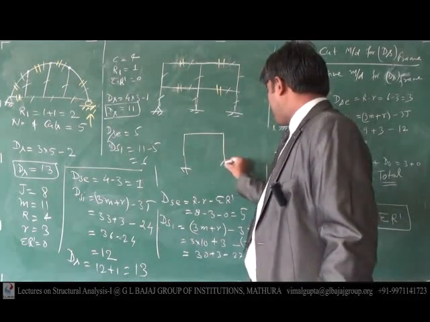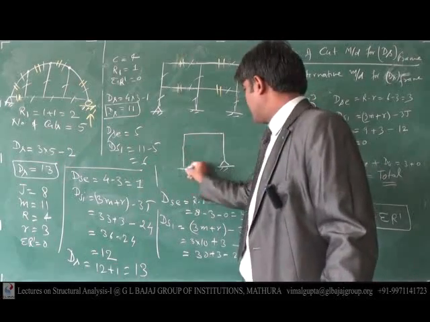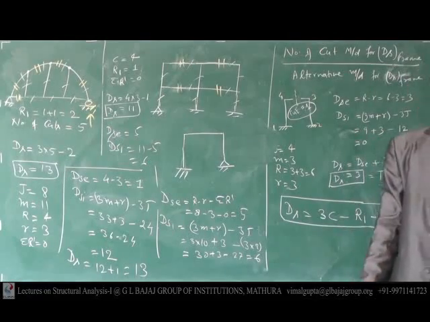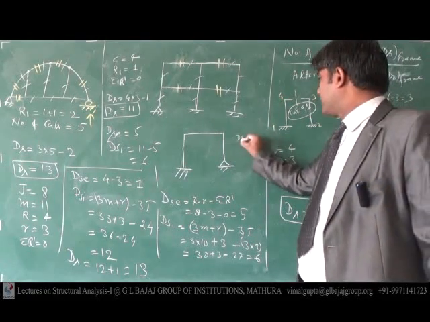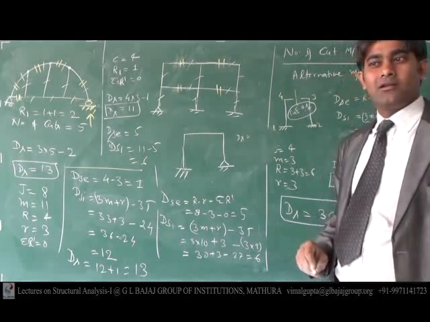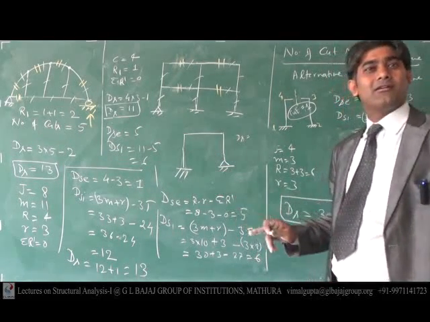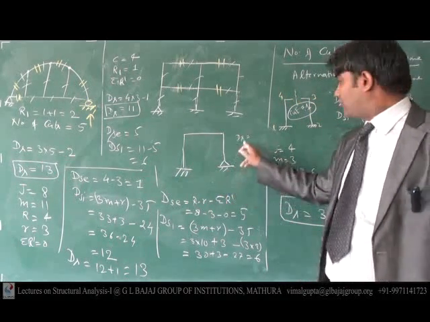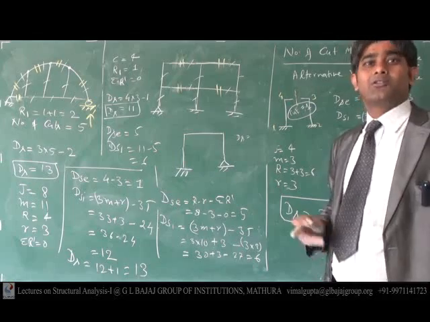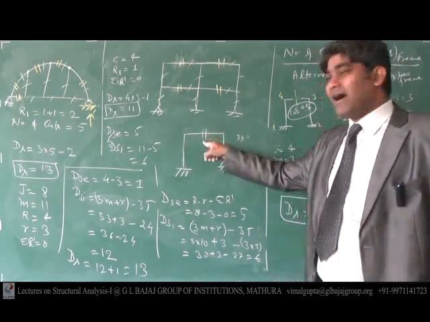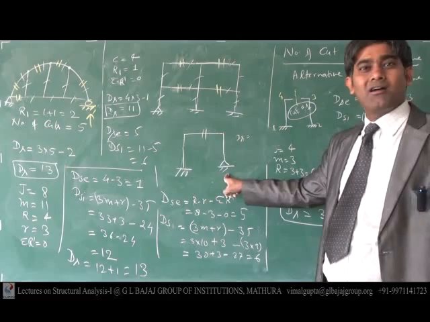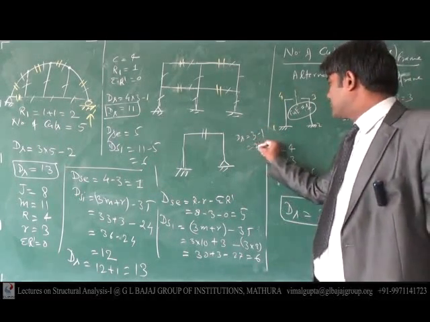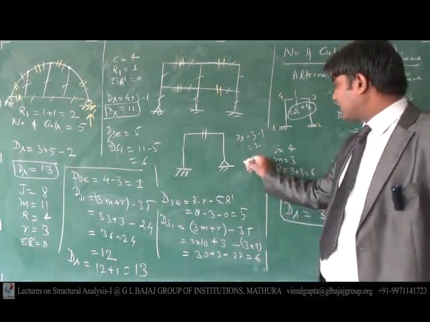So if I have this type of frame, can you tell me what is the value of DS? It is fixed, hence the value of DS, tell me. It is 2. Simple. Number of cuts is 1, but you need one more. So it will be 3 minus 1, it is 2.